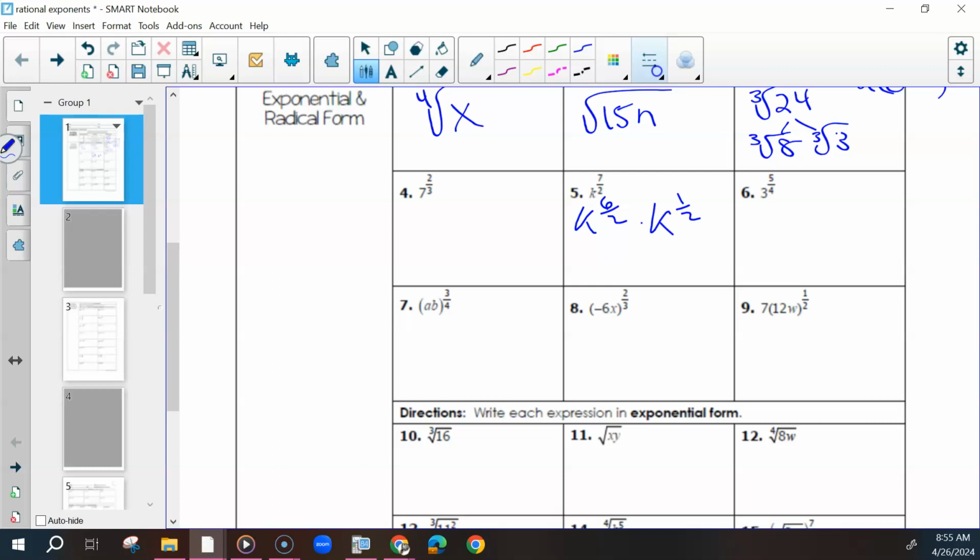And I could simplify this 6 over 2 to be what? 3. So it'd be k to the 3rd, and then I would rewrite this in radical format. How would I write that?